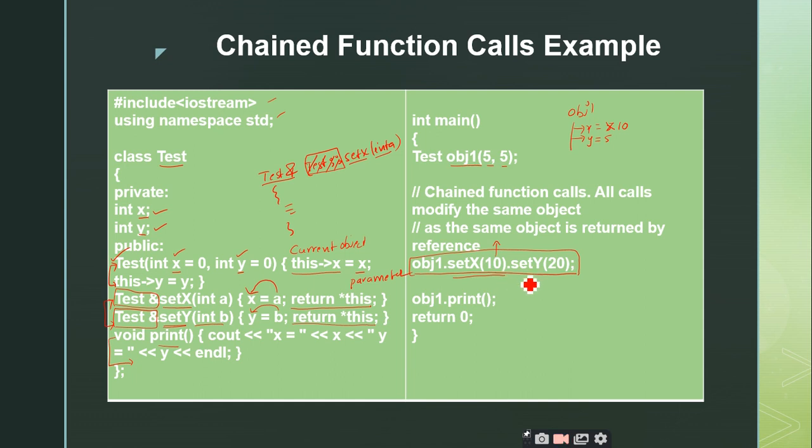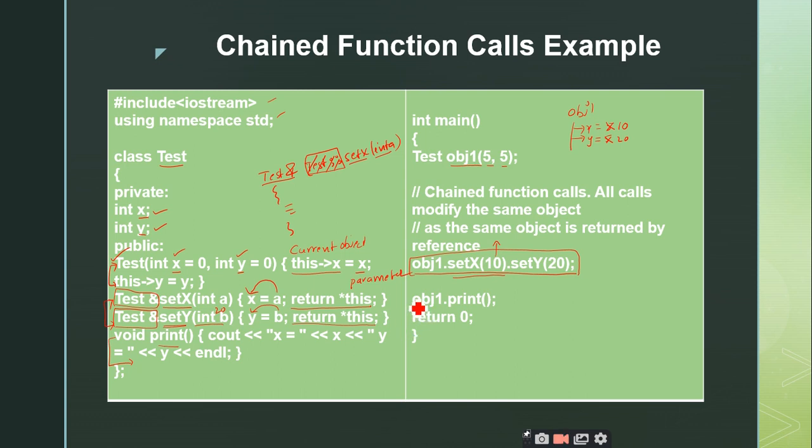right? And after that, immediately I am invoking another function called set y with 20, right? So it will invoke the function set y, and 20 is passed to the parameter and I am assigning 20 to y. So the previous value 5 will be overwritten with 20. So this chained function call is only possible because you are returning the pointer to the current object, that is obj1, right? Is it clear?